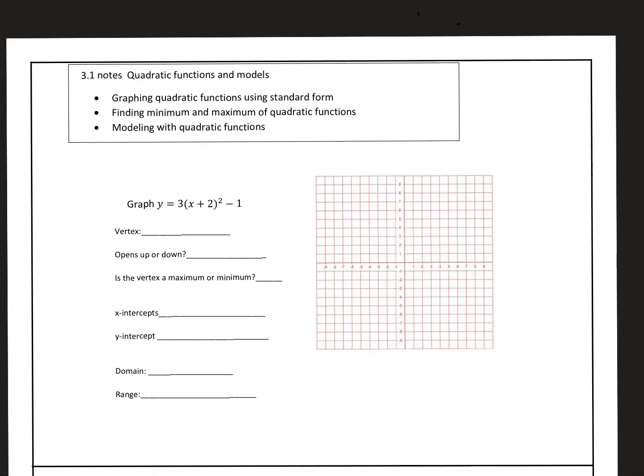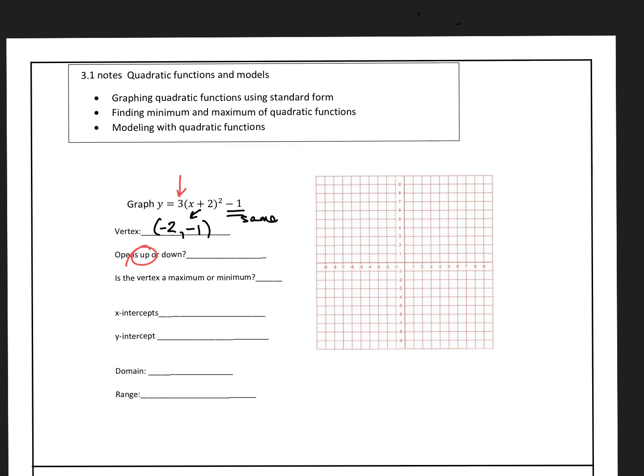Graphing quadratic functions. When the quadratic is in vertex form, the vertex is the opposite of what is here. So you would say -2 and the same as the last number, -1. Does the quadratic open up or down? That's based on the number in front. If it's positive or negative, it's positive, so it opens up.